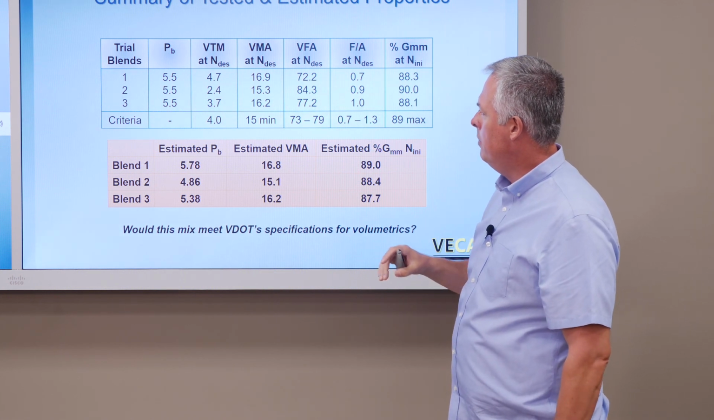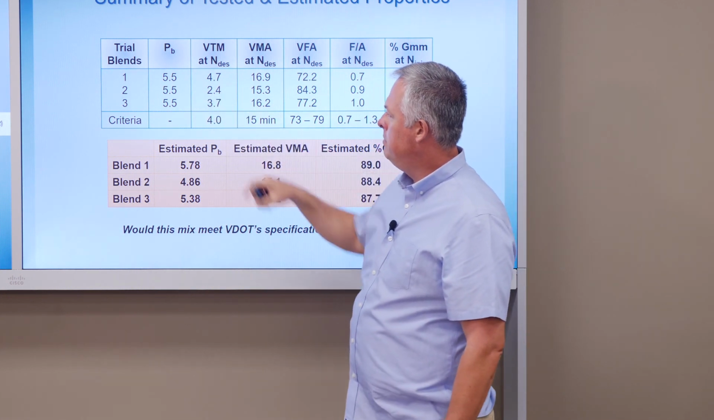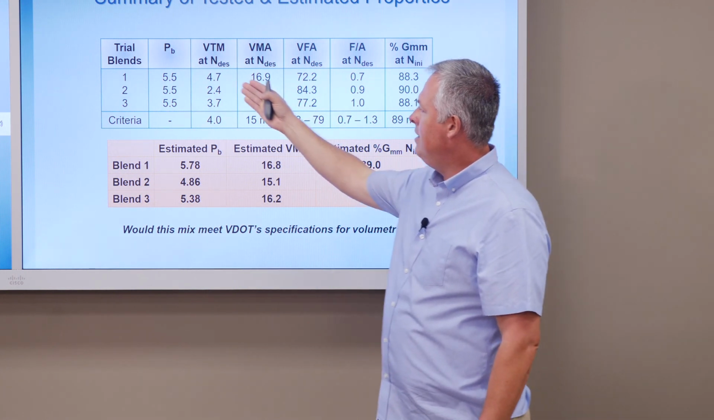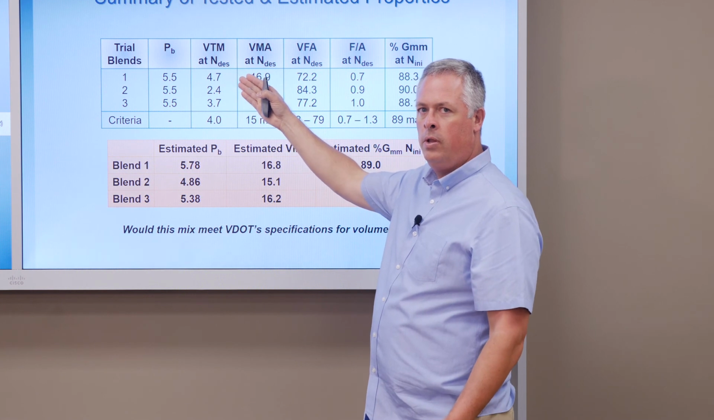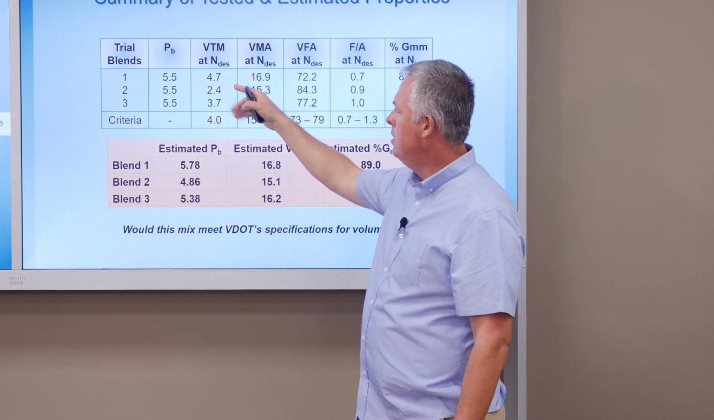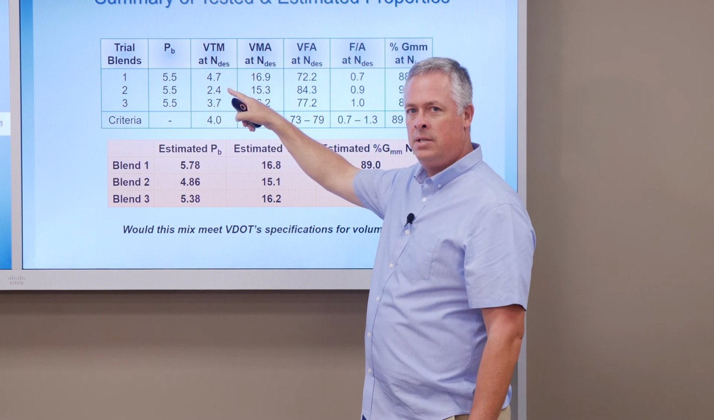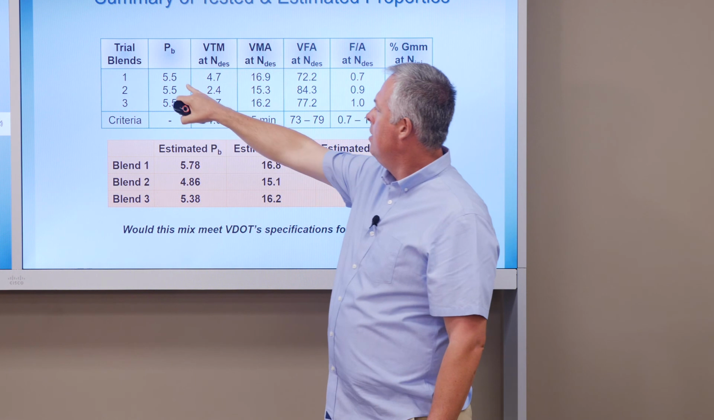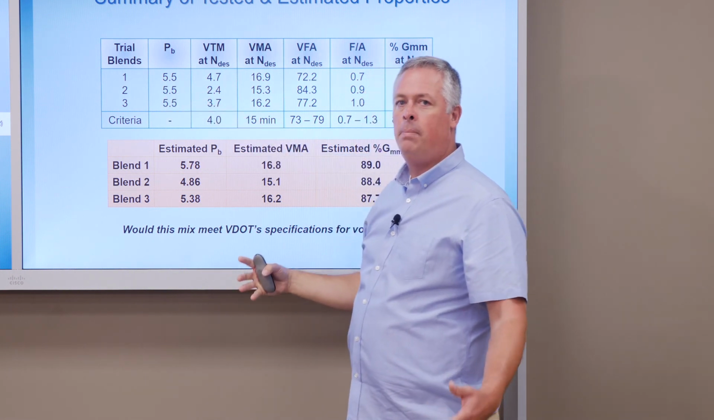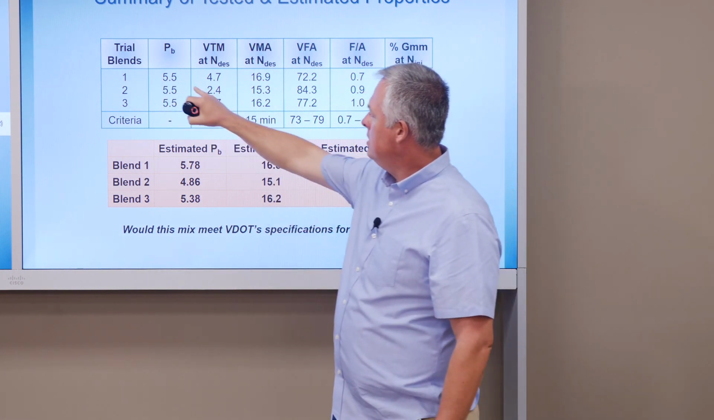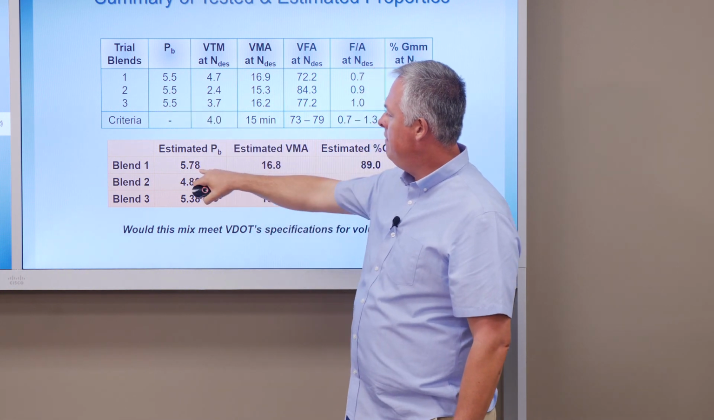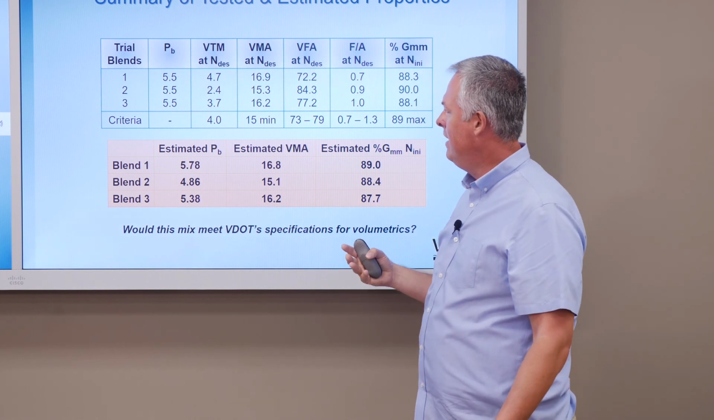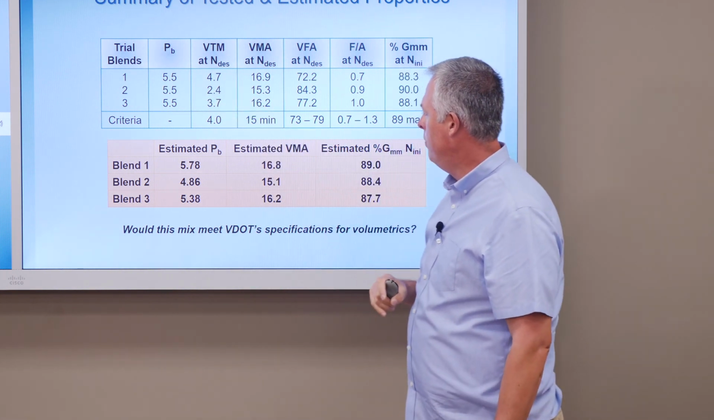So let's take a look at blend 1. Again, blend 1 was our virgin mix. We finished up with 4.7% air voids. To get that down to 4.0, which is what we want to look at, so these are all apples to apples, we're going to have to tighten that mix up, right? So to get from 4.7 to 4.0, we're going to have to raise asphalt to help tighten that mix up. As you can see, we have moved from 5.5 up to 5.78. That makes sense. We've had to add liquid to get this 4.7 down to 4.0.